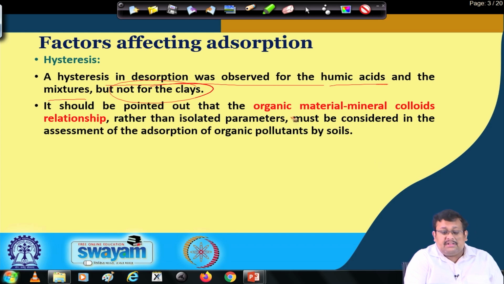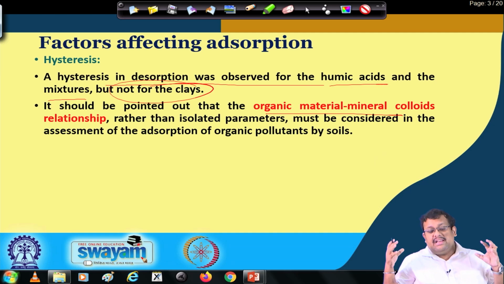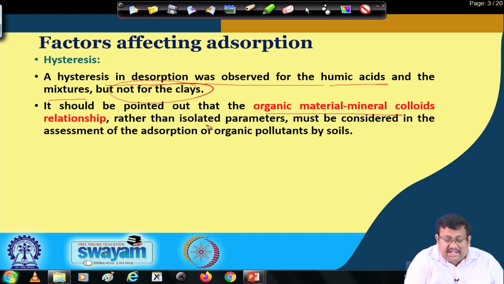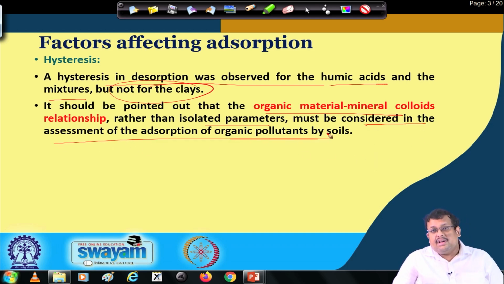Now, it should be pointed out that the relationship between organic material and mineral colloids, rather than isolated parameters, must be considered in the assessment of the adsorption of organic pollutants by the soil. That says that we should not consider organic matter and mineral colloids as separate entities when we are talking about the adsorption of pollutants. We should consider the organic material and mineral colloid relationship as a whole while defining the adsorption kinetics in the soil solid phase.